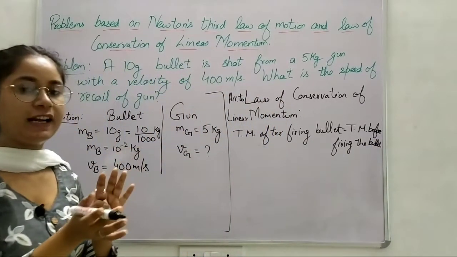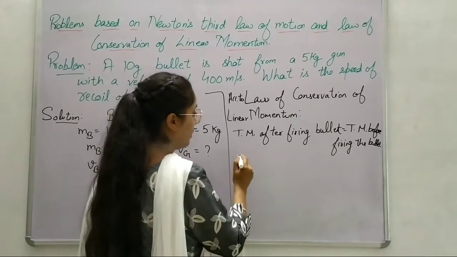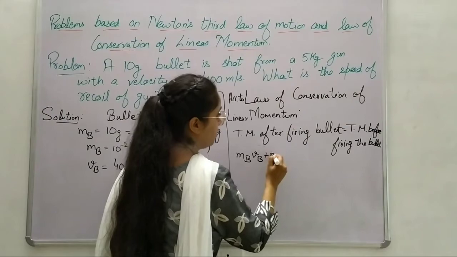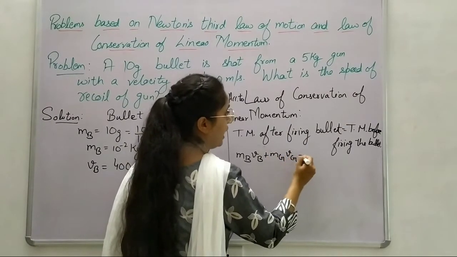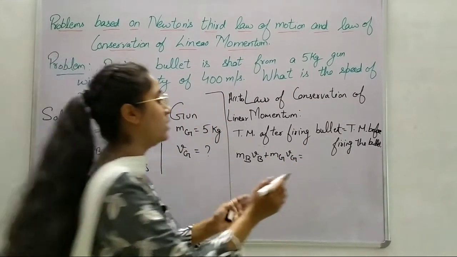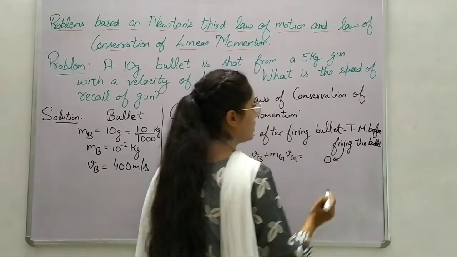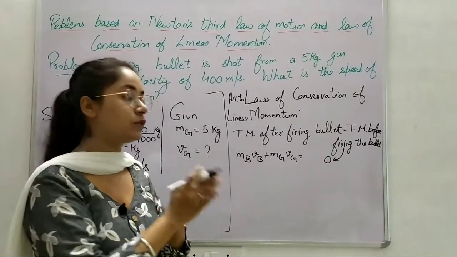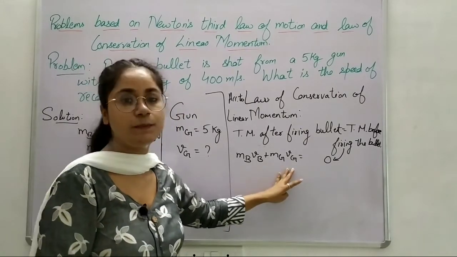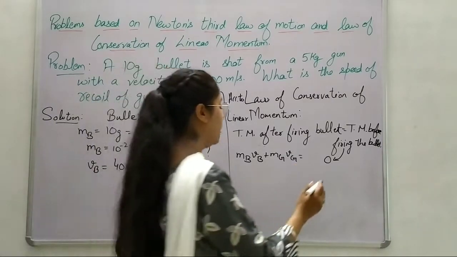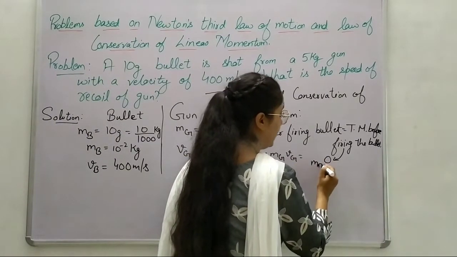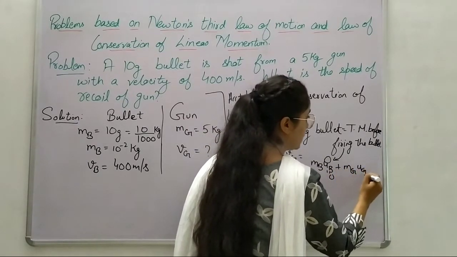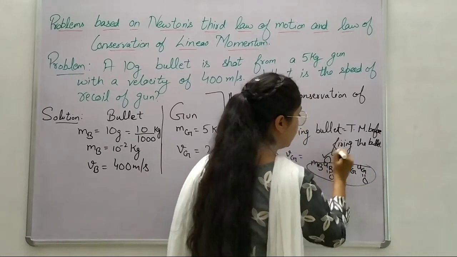So after firing the total momentum is MB VB plus MG VG, right? And before firing the whole term will be 0. Now why is this whole term 0? Because the gun and bullet both are at rest. Before firing the gun and bullet both were at rest. After firing they both attained some velocity. Before firing it would have been MB UB which is 0 and MG UG which is also 0. So the whole term is 0.